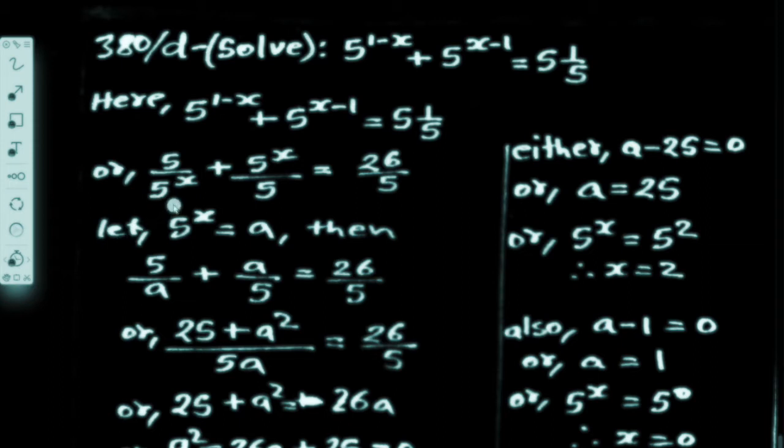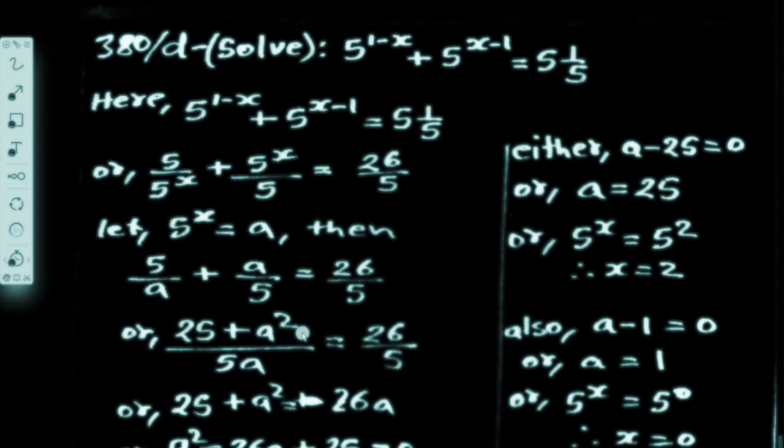To make our calculation easy and simple, here replace this 5 power x as a. Let 5 power x equal a, then after placing 5 power x as a, the equation becomes 5 by a plus a by 5 equal 26 by 5. Now LCM taken here, LCM comes our 5a. If LCM comes 5a, this 5 should be multiplied with this 5, 5 into 5, 25, and this a should be multiplied with this, so a into a is a square, by 5a equal 26 by 5.